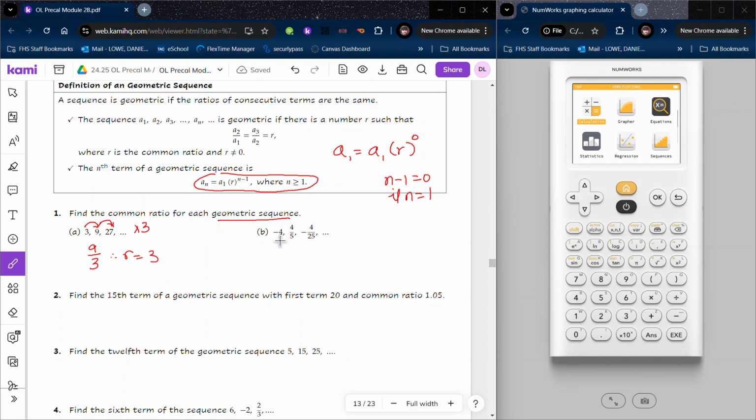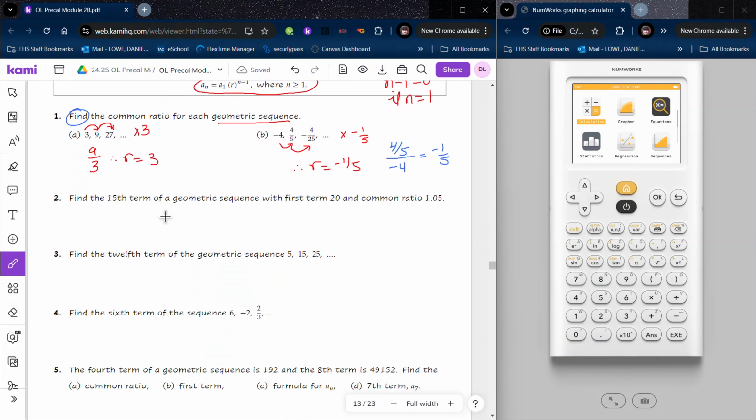If I look at my next sequence, I try to find my pattern, see what's going on, and it seems like I am multiplying by negative 1/5 each time, and so therefore my common ratio is negative 1/5. Now, do you realize that we're asked to find, so we technically should show the work? How do we get negative 1/5? We got negative 1/5 by taking 4/5 divided by negative 4, and that would be negative 1/5. That's another way we can tell our common ratio.